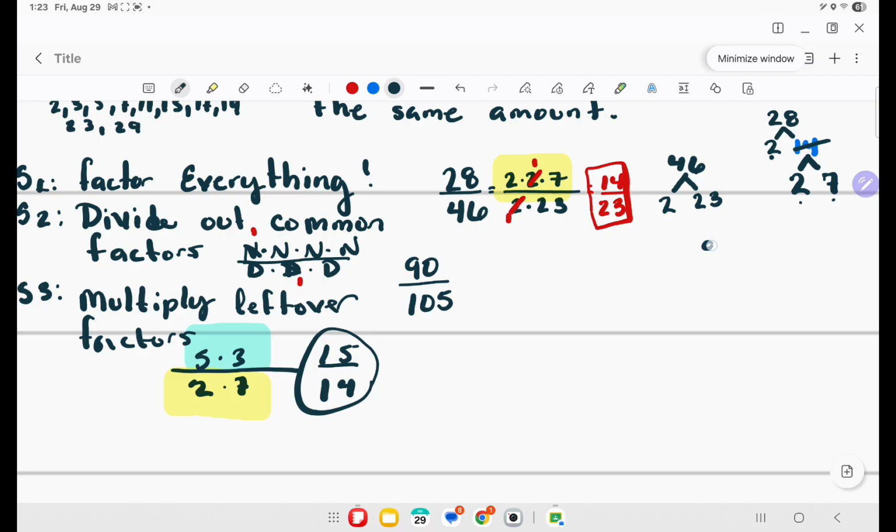Now there are 3 different ways I know to break down 90, and it's still right. 5 times something. And remember, if you don't know, start at 2. 2 going into 90. 90 divided by 2 gave us what? 45. Yeah, you can use that.